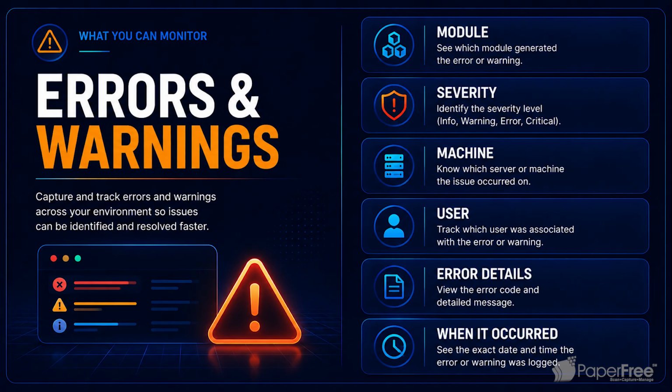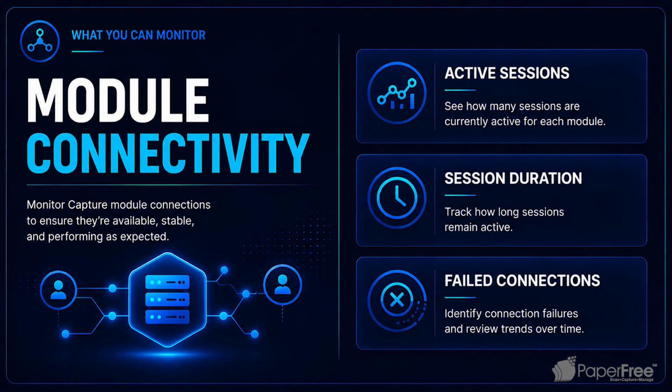Why monitor errors and warnings? Maybe errors suddenly start increasing. Are they coming from a particular module, a specific machine? When did the problem start? Monitoring Hub gives you data that can help identify those patterns. For module connectivity, maybe a module that should normally be connected suddenly isn't, or you're seeing repeated connection failures. Now those conditions can be monitored instead of waiting for someone to report a problem.